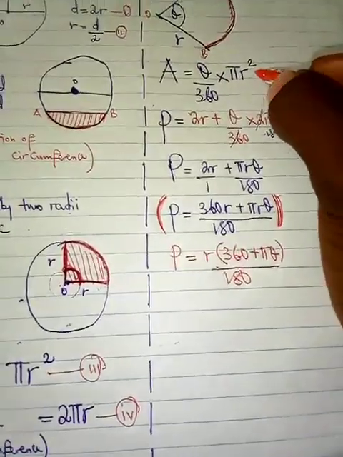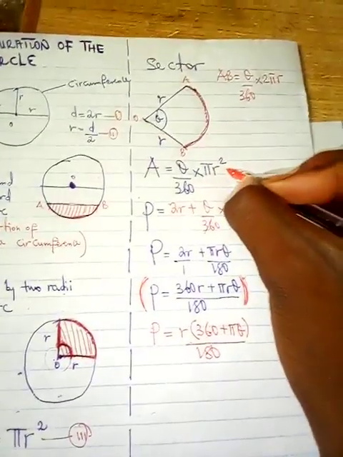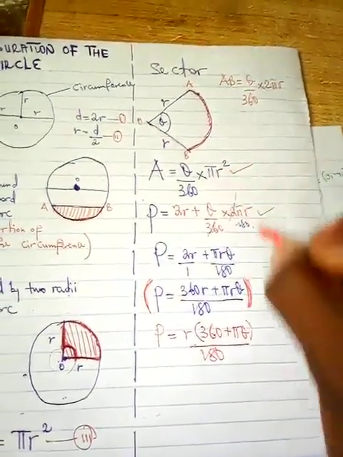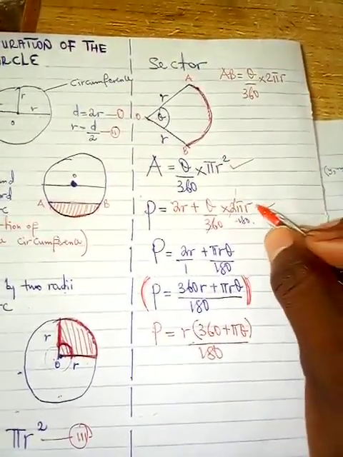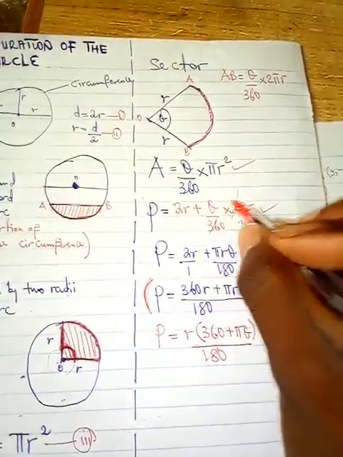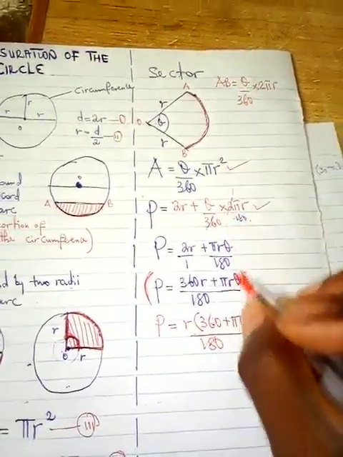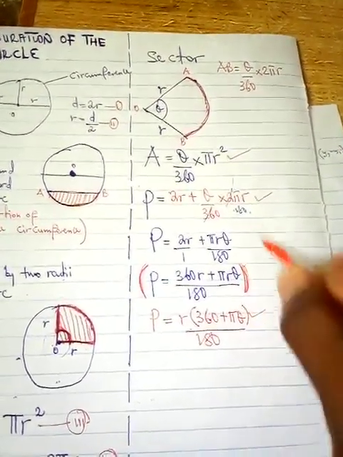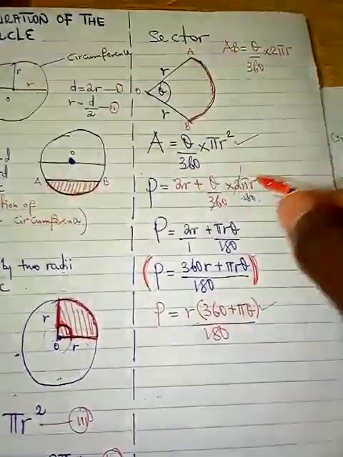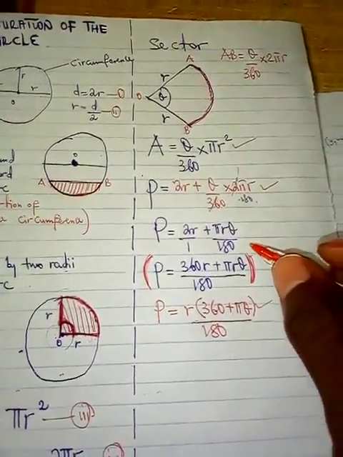So there you go. That's your area formula of a sector. This one here is your perimeter formula of a sector, though this one is not evaluated. If you evaluate it, you're going to have this. So whether you pick this or that, you're still going to arrive at your answer.